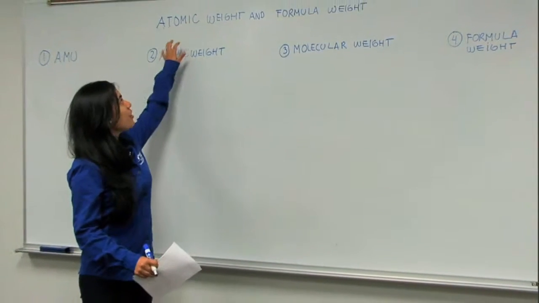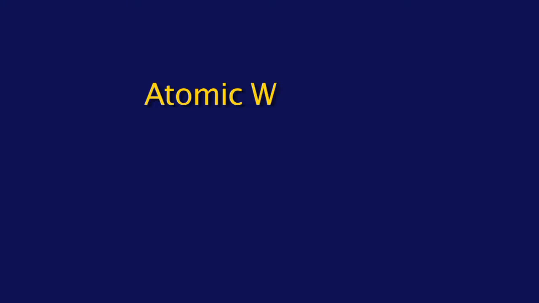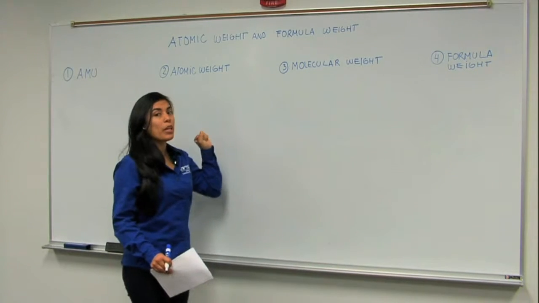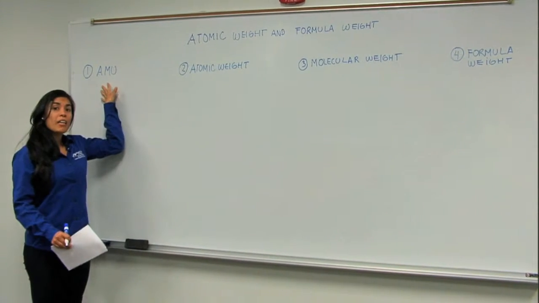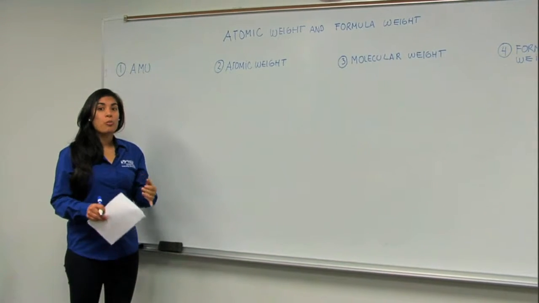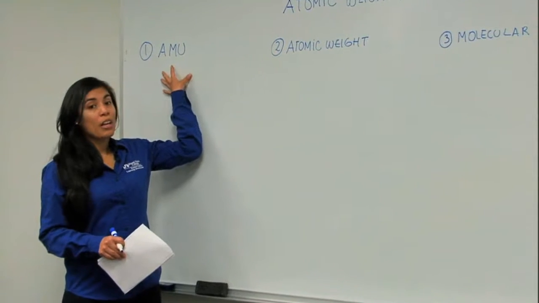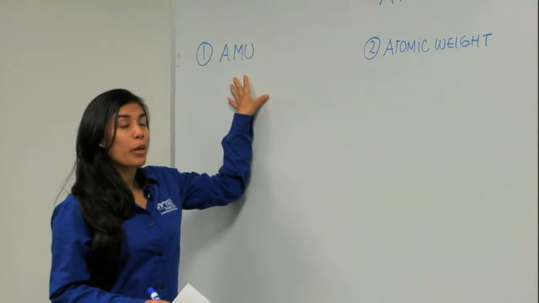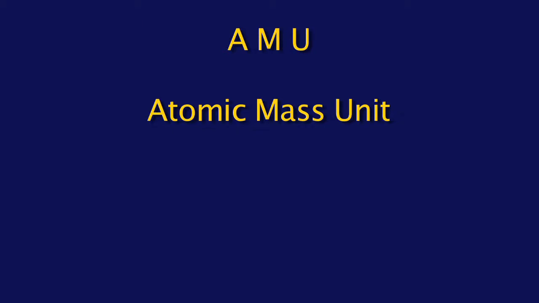Today we're going to see two basic concepts in chemistry that you need to master: atomic weight and formula weight. However, before we go into that, we need to know what AMU is. Just as in our daily lives we use pounds, grams, kilograms to record mass, in chemistry the unit that we use is AMU. Okay? So AMU stands for atomic mass unit.